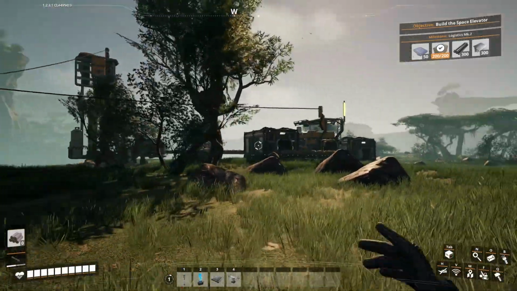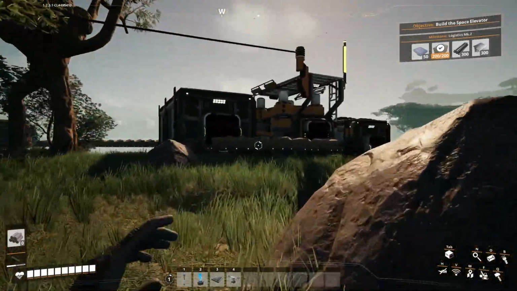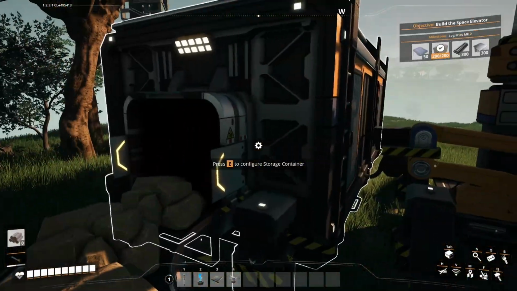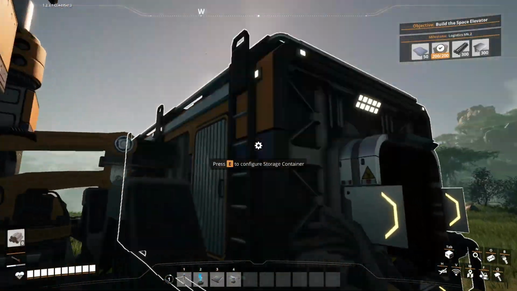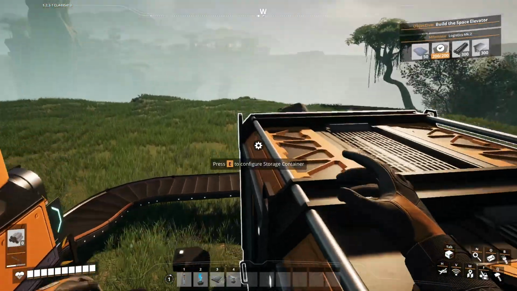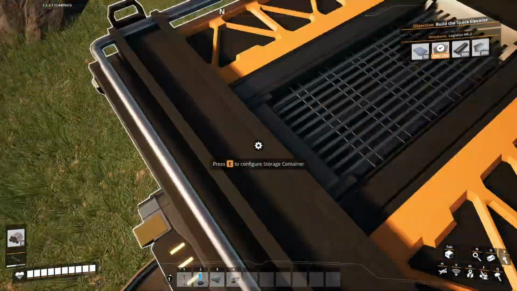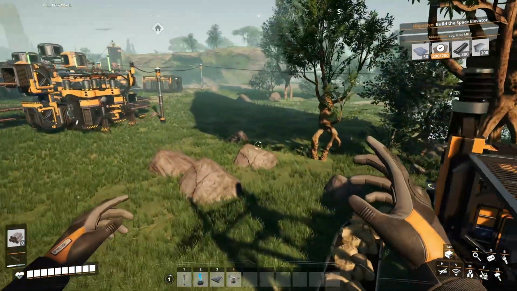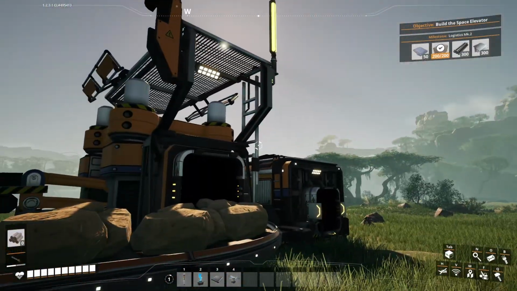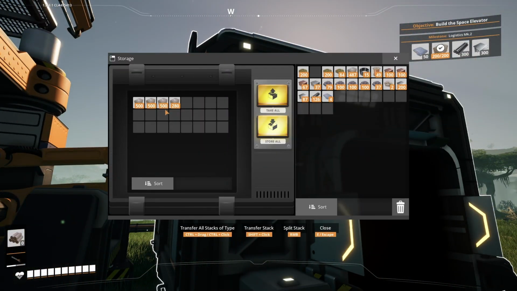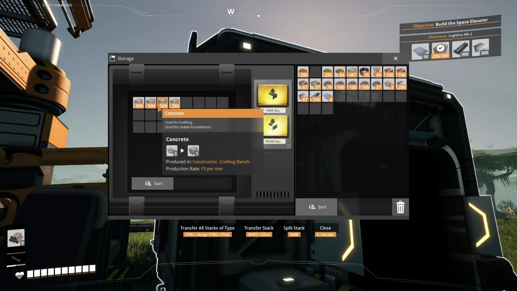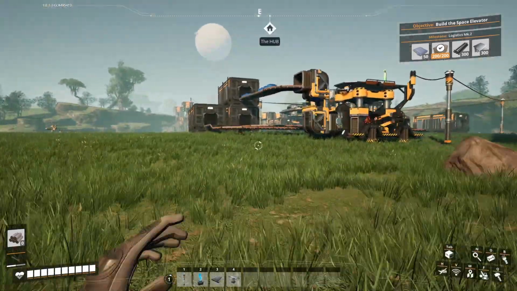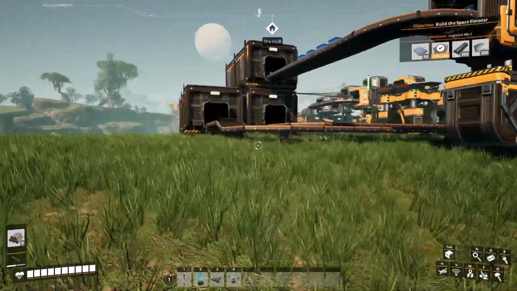Over here, I took the limestone quarry and I ran it through a constructor, which is feeding into this container. It's making concrete, so I have tons of concrete if I need it. I turned it off because it was going to take forever to fill this up, and I don't need that much concrete right now. So yeah.